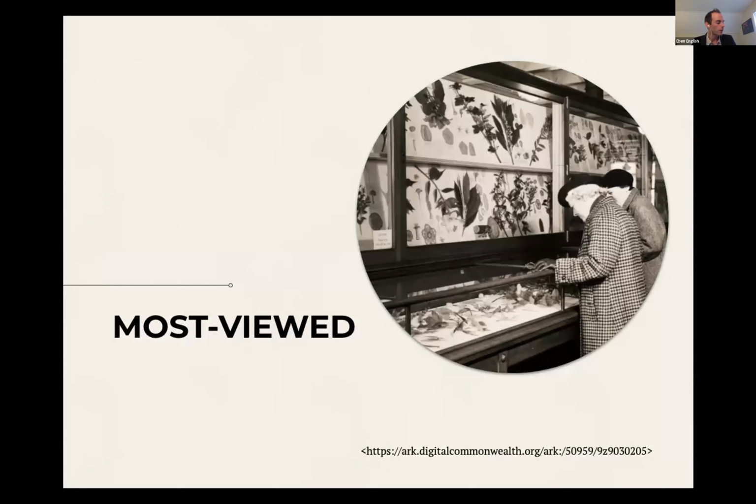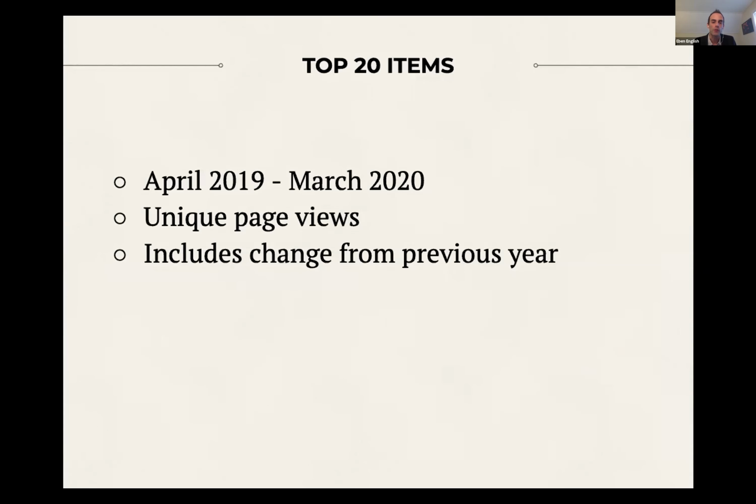Okay, so we are running out of time here. Let's see how I'm doing. So let's get to the most viewed items. We're going to look at the top 20 items in the past year, April last year to March. And the numbers are measured in unique page views. And as a little added feature this year, I'm including the change from the previous year if the item was available for a full year previously. So some of the items were not even ingested last year, so I can't include that data. But here we go.